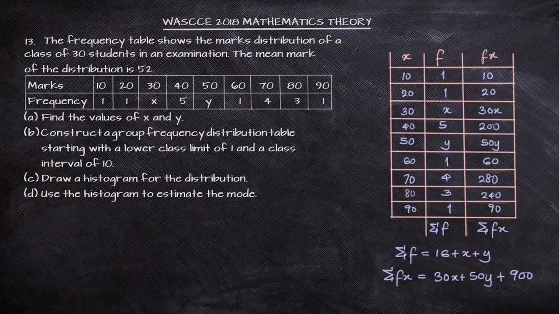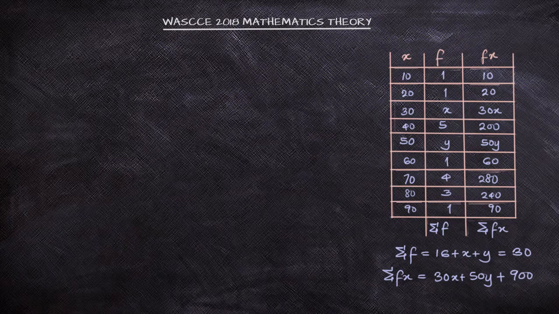But now, in the question, we have been told that the total number of students is 30. So the sigma f, the total frequency, which we got to be 16 plus x plus y, is actually equal to 30. We can note that because we are going to make use of it in finding the values of x and y. Now, I've cleared my table and I want to do the working now.